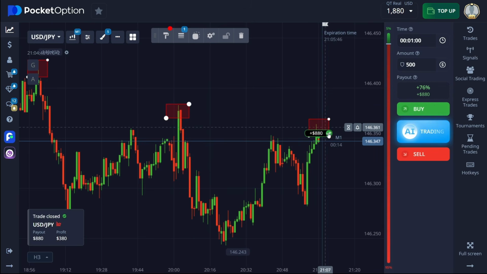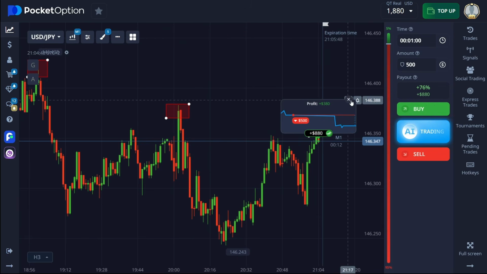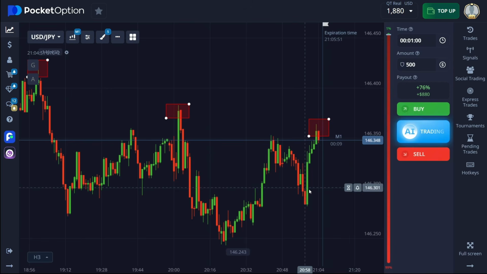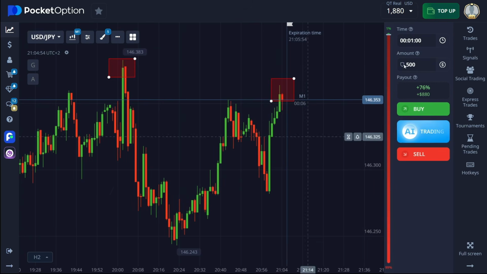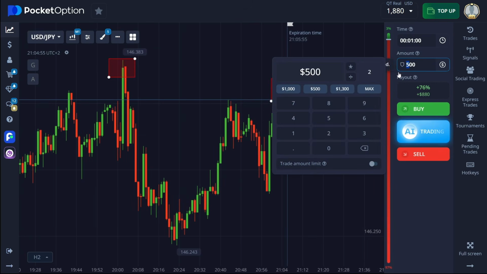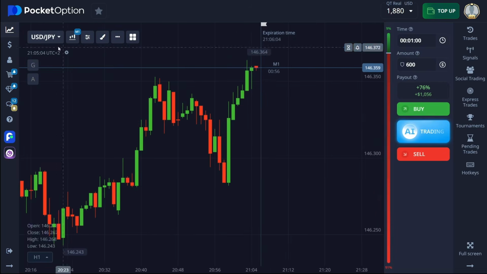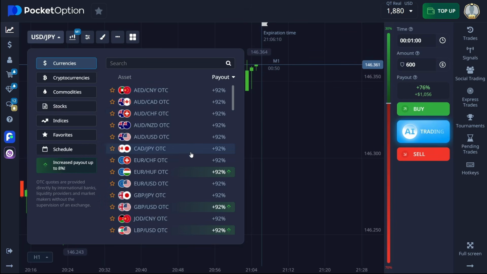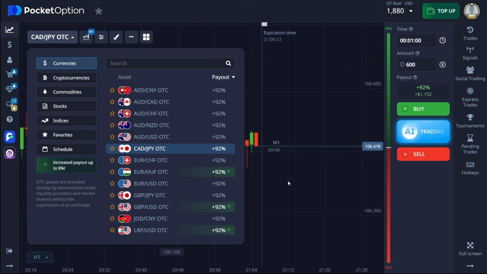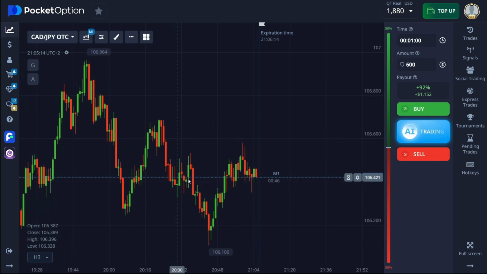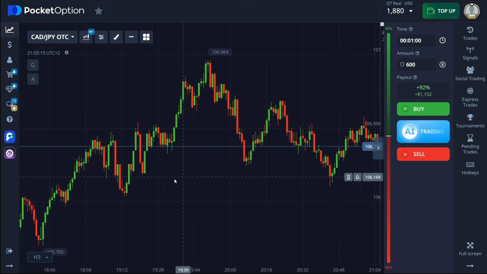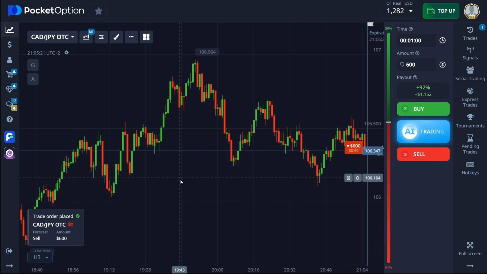And here's the first plus $380. I raised the amount to $600. Next pair, Canadian dollars per Japanese yen, good payout rate. I enter a sell trade.